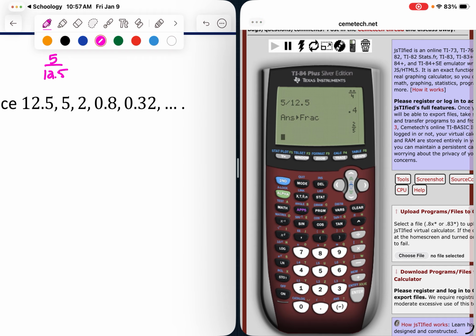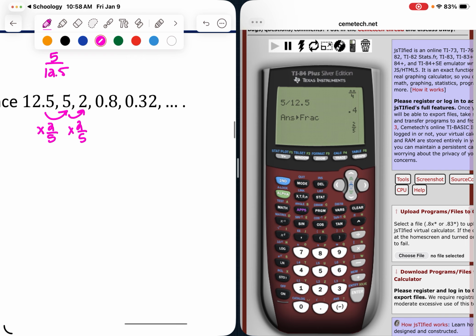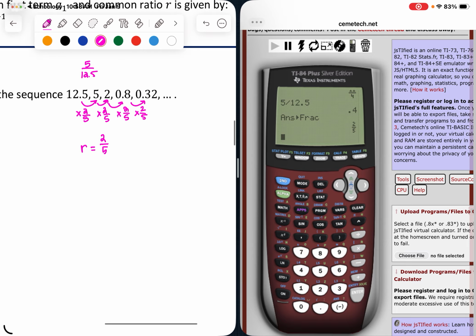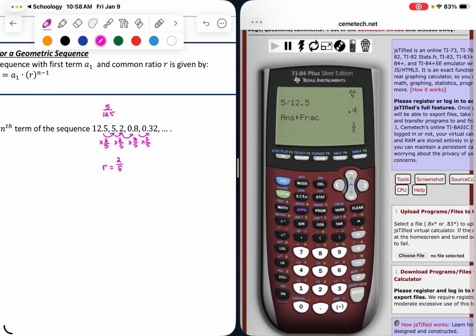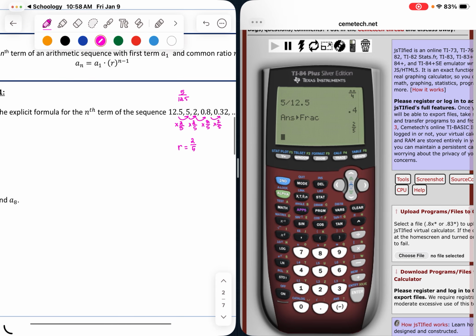So I multiply by 2/5 to get the next term. So 5 times 2/5 is 2. 2 times 2/5 is 0.8. 0.8 times 2/5 is 0.32. So r is 2/5. Beautiful. Okay, and if you put 0.4, I'm not mad at it, but 2/5 is also pretty, okay?